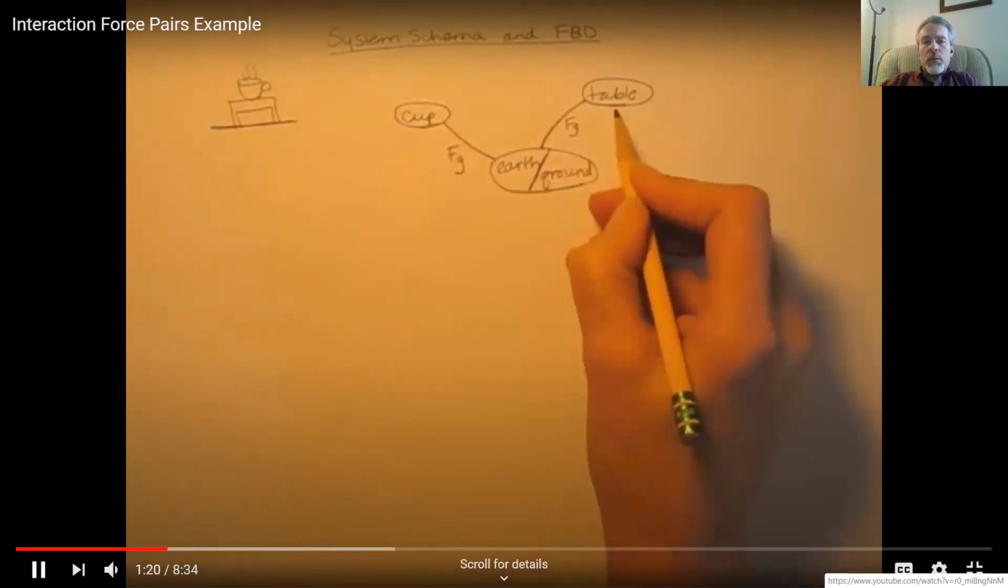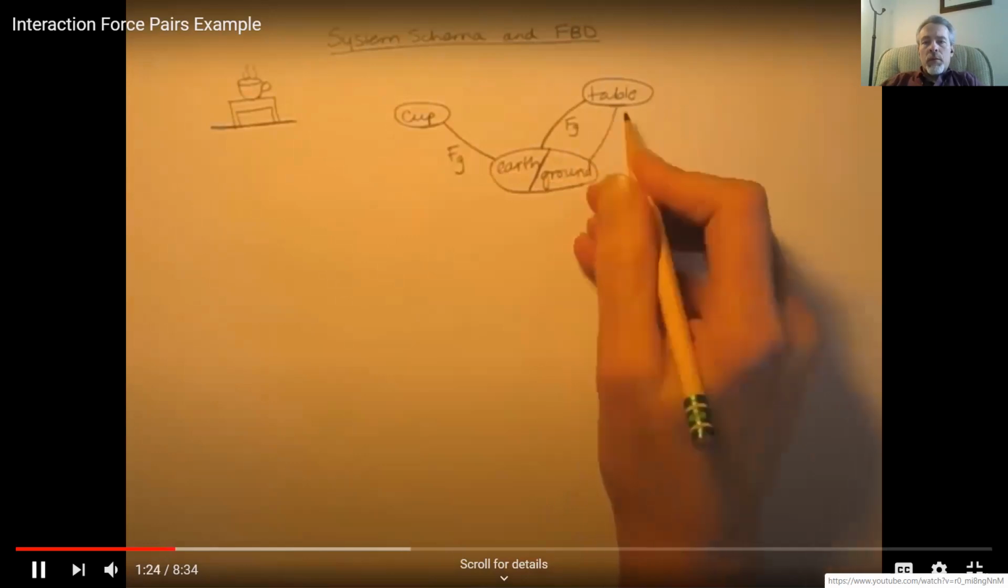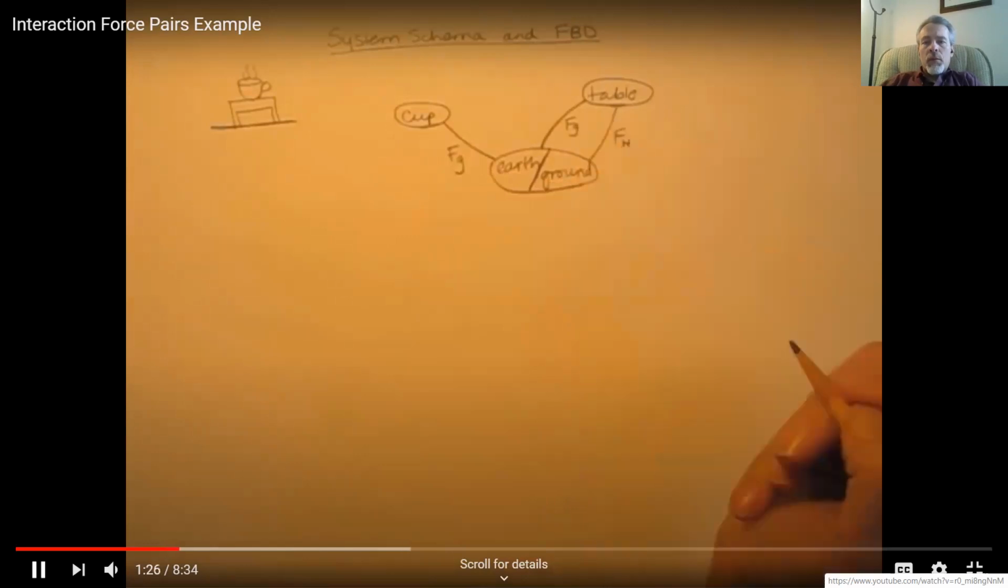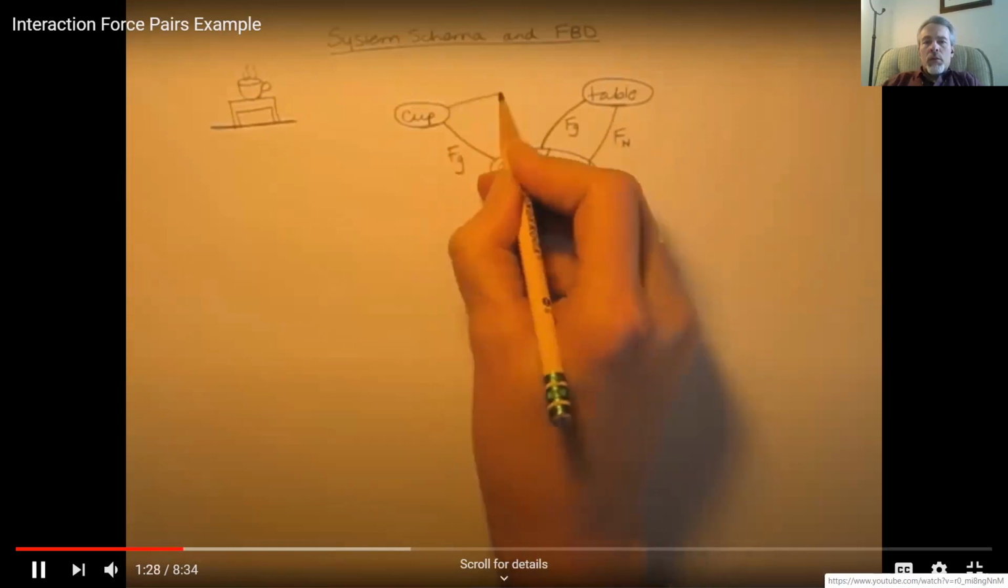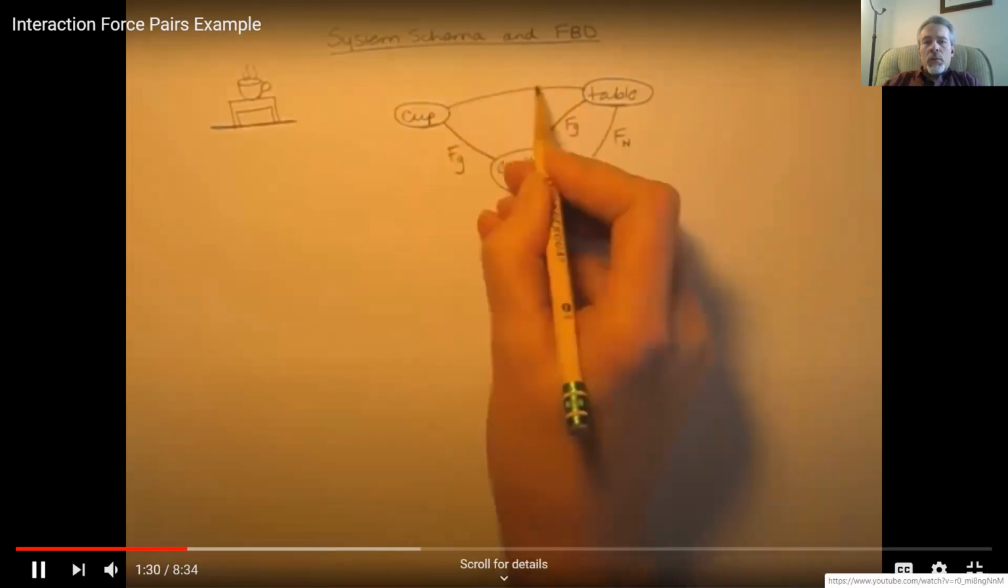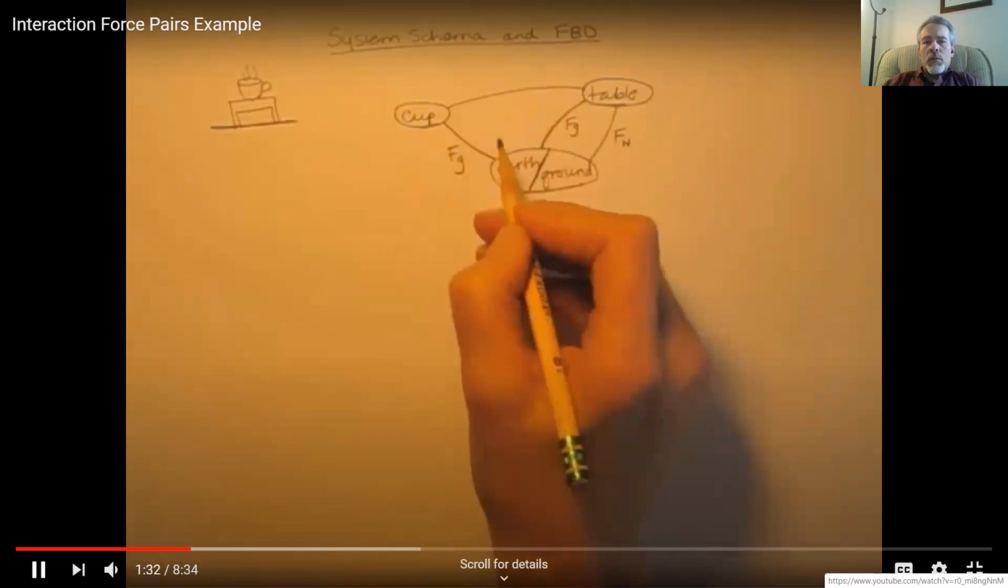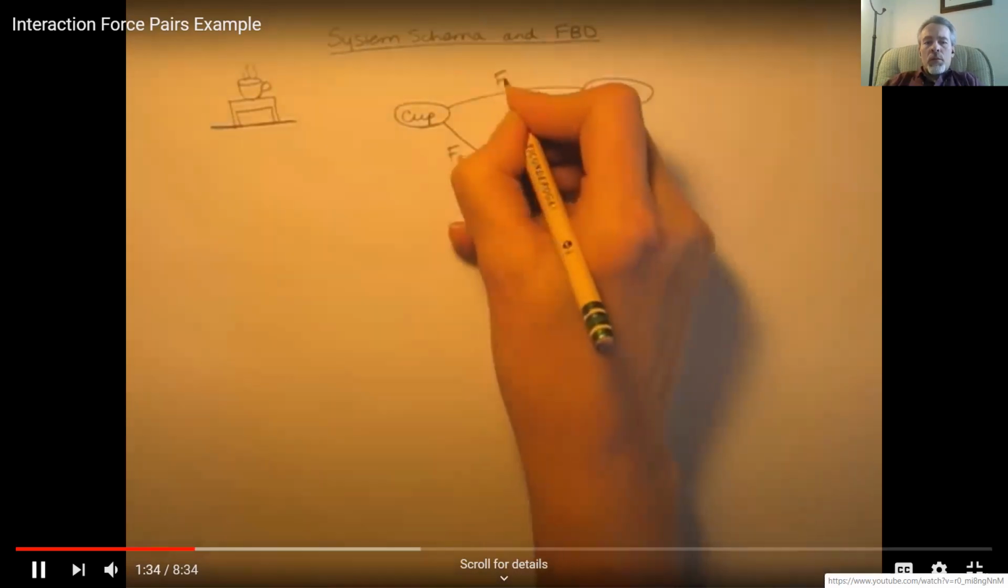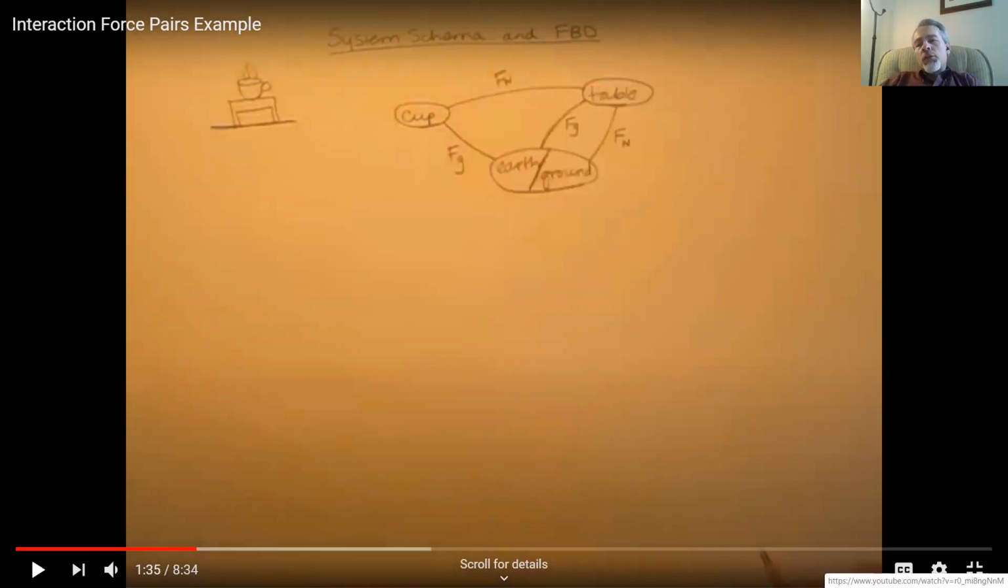Now the table is resting on the ground, so the ground must be supporting the table with a normal force. And there is contact between the cup and the table, so that's two surfaces pressed together, and that is another normal force. Okay, and then now she just drew two more interaction pairs, and those were normal forces this time between the cup and the table, and the other interaction pairs between the table and the ground. Those are normal forces. Those are interaction pairs.